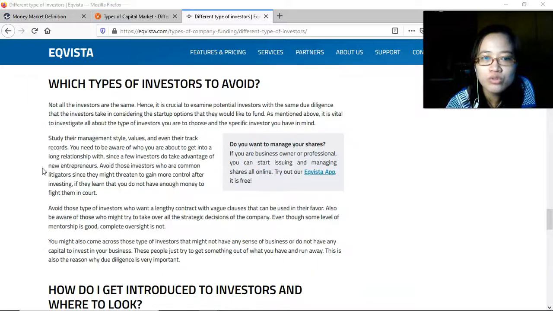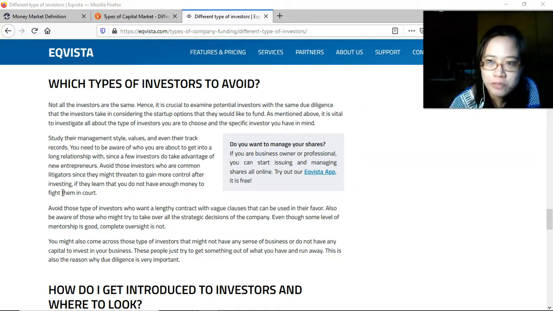Which types of investors to avoid? So you can read this. For one, you want to have an investor with the same perspective as you are, with the same values, and in a way, you should have the same type of personality. Same values, because you don't want to keep arguing with him if at one point you start talking about certain things and then you realize that you don't have these things in common. So, you want to avoid those things.